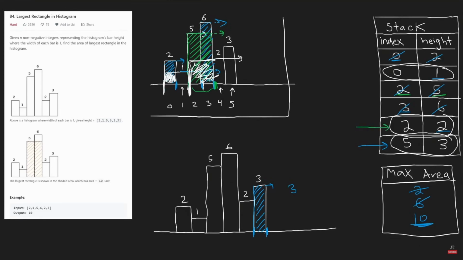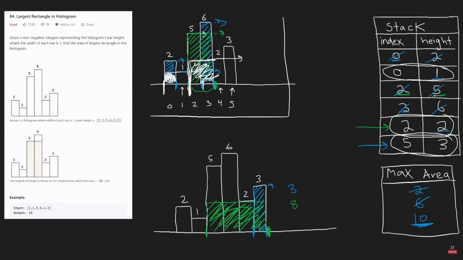Let's go to the next element in our stack. It's index 2, height 2. That means it started at index 2 over here, and it went all the way to the end of the histogram, and it had a height of 2. So the width was 4, the height was 2, 2 times 4 is 8, so the area it created was 8. Eight is not greater than our max area either. The max area is 10, so we don't update the max area.